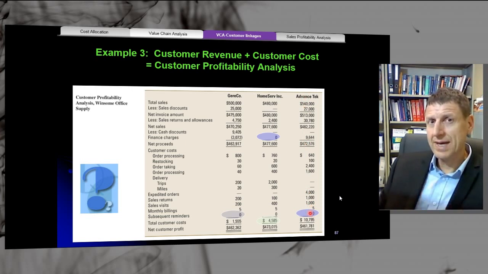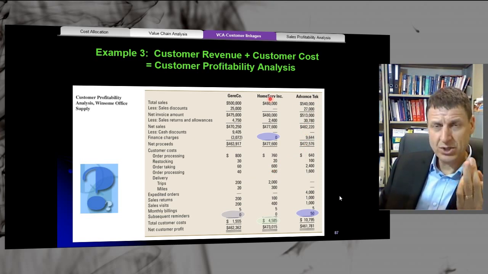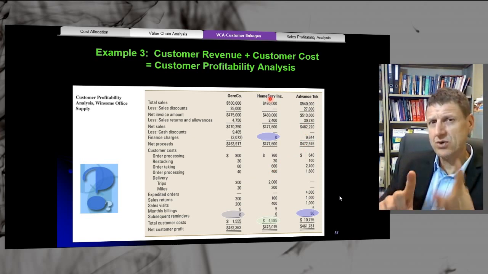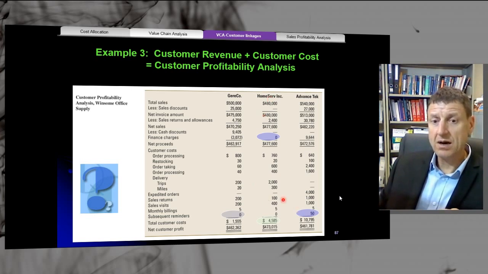Another decision you could make is, let's drop Advanced Tech. Let's drop them. One reason is maybe you want to cut down the salespeople, as I said earlier. So there are two clear decisions that you could make on the basis of this analysis alone.